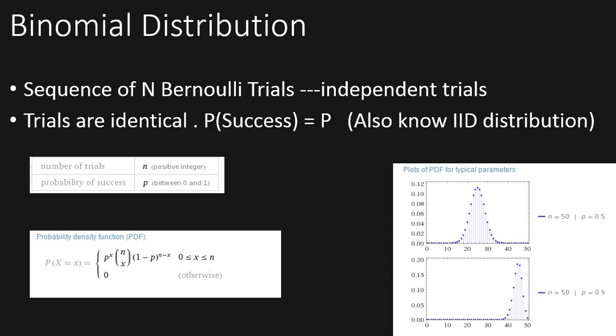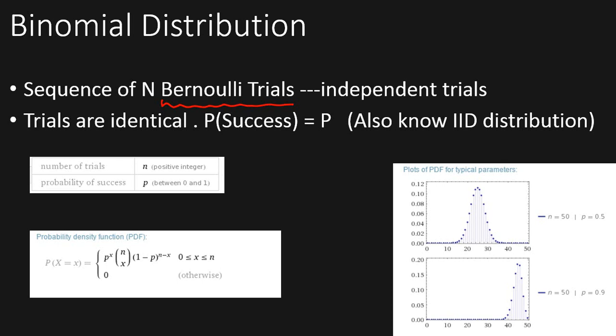In this video, I'm going to discuss what the binomial distribution is. Binomial distribution is nothing but a sequence of n Bernoulli trials. We learnt about Bernoulli trials in the last video. When we have a sequence of n independent Bernoulli trials, we call that a binomial distribution. In other words, we can also say that the Bernoulli distribution is a special case of the binomial distribution where we have only a single Bernoulli trial, right?